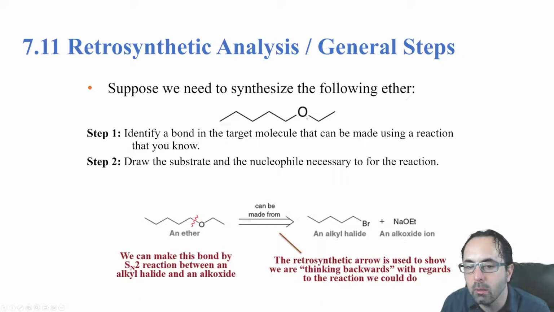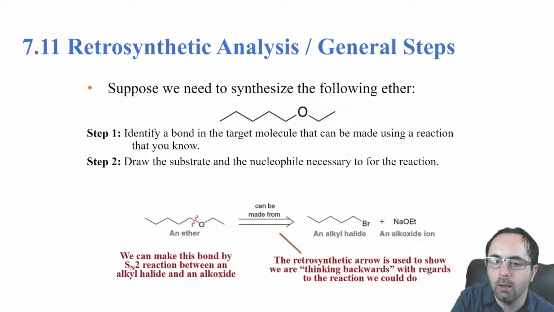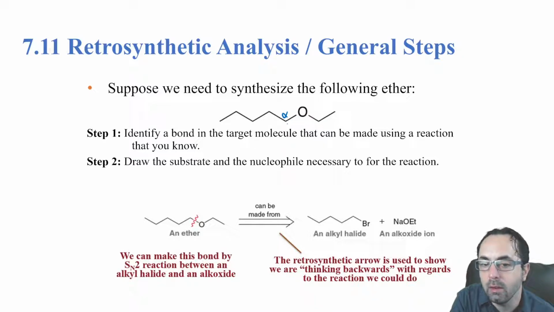So let's say we want to make the following ether. We should think about what can make an ether. Well, an ether can be made if this were an alkyl halide where this was the alpha carbon, and an alkoxide ion did an attack here at the alpha carbon and substituted what was already there. What we're doing here is a retrosynthetic analysis. We're saying that if something else were attached here, the alkoxide ion could attack and produce this.